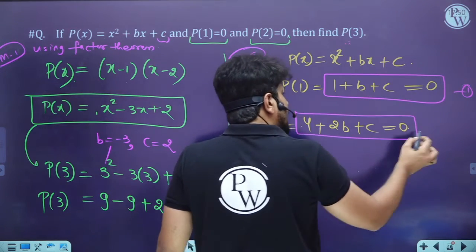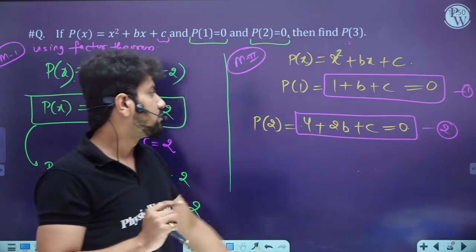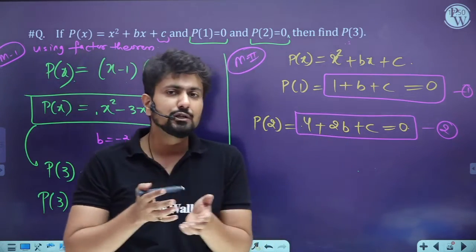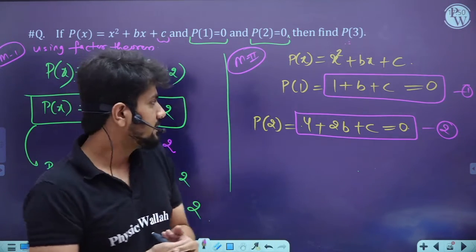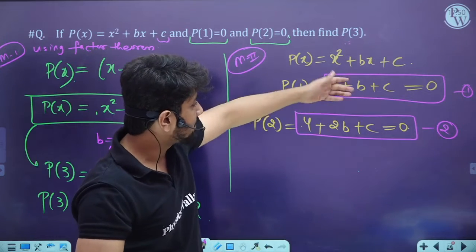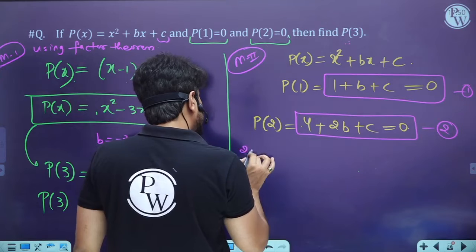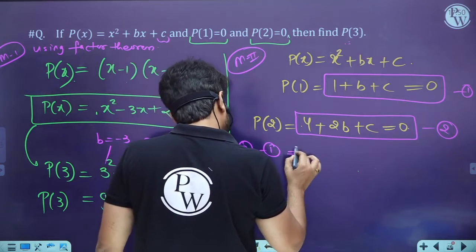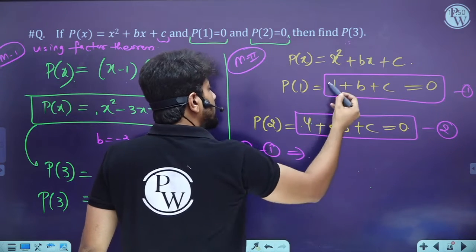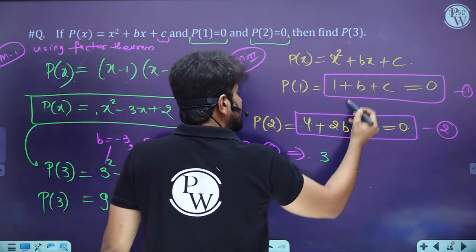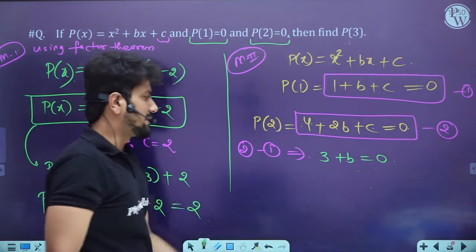In front of us, we have two equations and two unknowns. What are those unknowns? B and C are the unknowns. Two equations, two unknowns. Can we solve it? Yes, of course we can. Just simply subtract these two equations. C will get cancelled out. If I do this, equation 2 minus equation 1, what do I get? 4 minus 1 will be 3, 2b minus b will be plus b, c minus c will be 0.